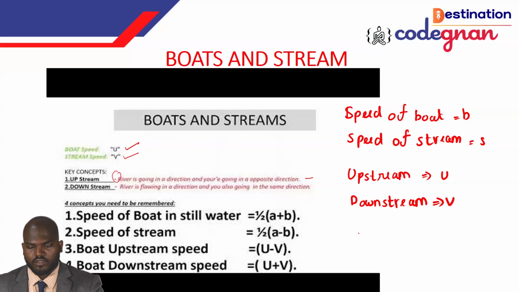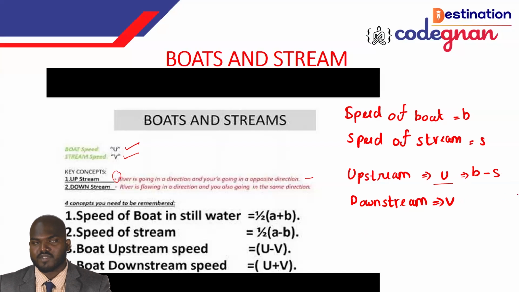So first of all, coming to the upstream. Upstream means b minus s, that is, speed of boat minus speed of stream.